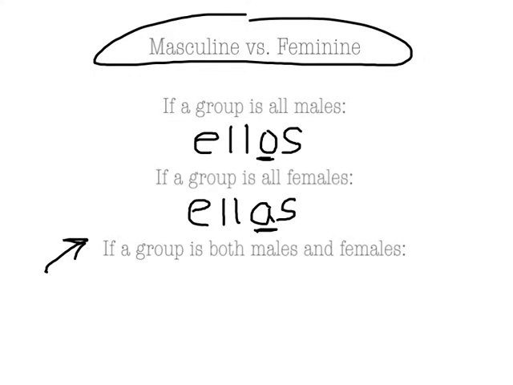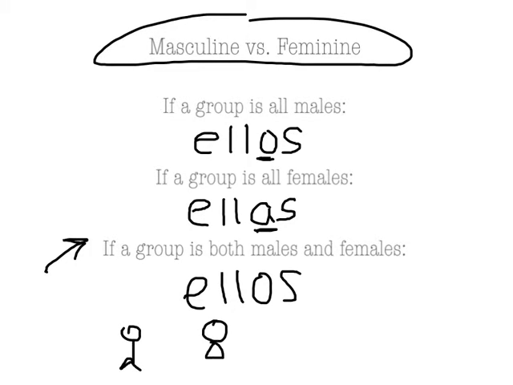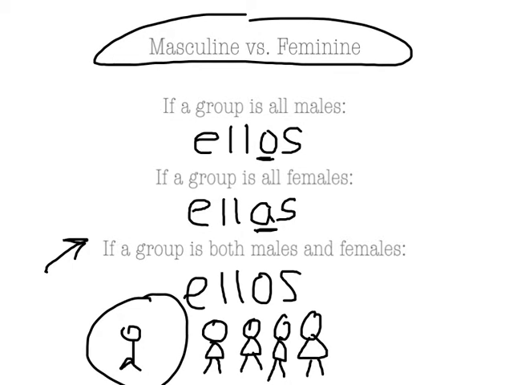If a group is both males and females, we're going to use ellos. Even if we have just one guy and like 4 girls, we're still going to use ellos. Men are dominant in Spanish in this way, that if there's even one guy, you're going to use ellos.